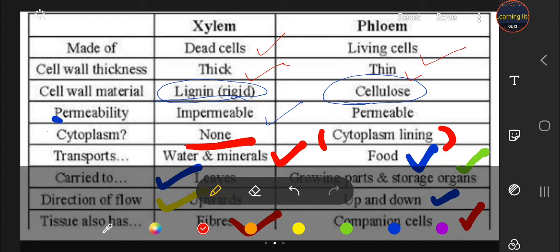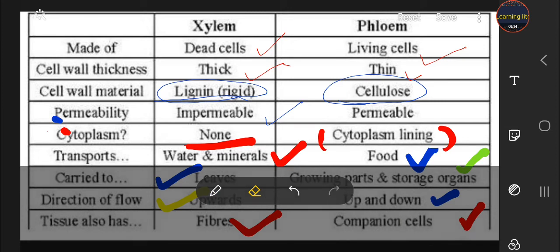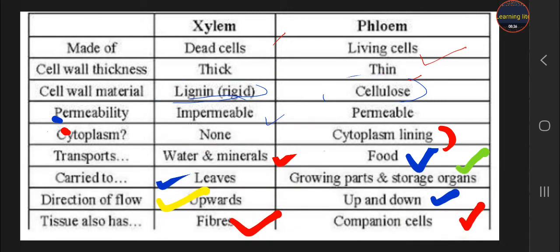So students, these are the differences. I think these differences are very important from the exam point of view, and you have to note down all the differences between xylem and phloem so that you can score good marks in your exam. It is a 3 marks question, students. Okay. Please note down all the differences. This is the answer to your second question.